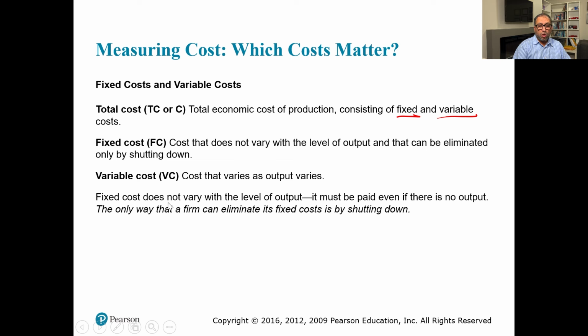So fixed cost does not vary with the level of output. It must be paid even if there is no output. The only way that the firm can eliminate its fixed cost is by shutting down. Rent is a good example of a fixed cost. The cost of raw material is an example of variable cost.